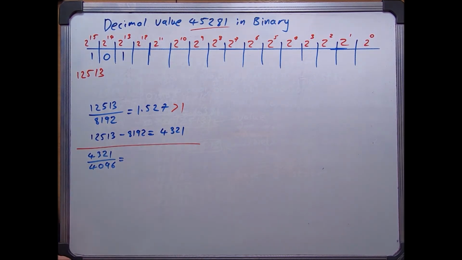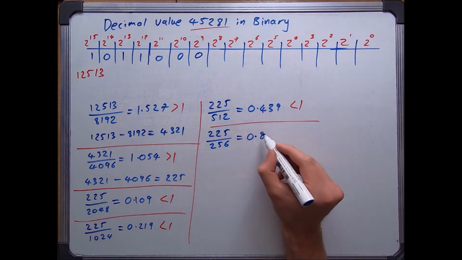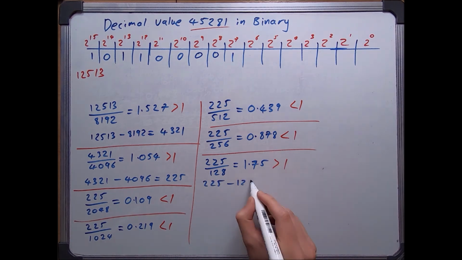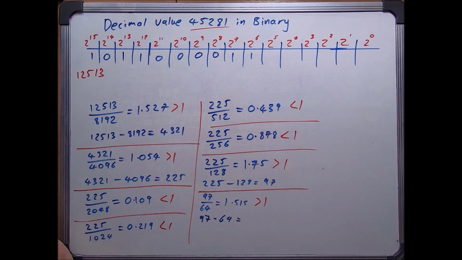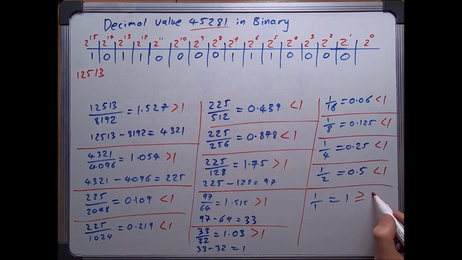I continue to divide the overall number by the respective powers of 2 and set the bits accordingly, subtracting the power of 2 if it produces a set bit. I repeat the process on the new value until I reach the end. This produces a final bit combination of 1011 0000 1110 0001, which is the binary representation for 45,281.